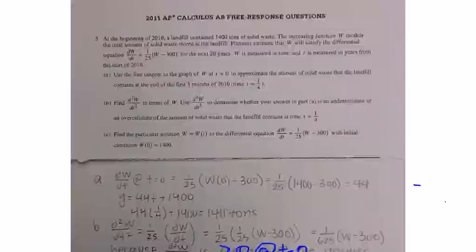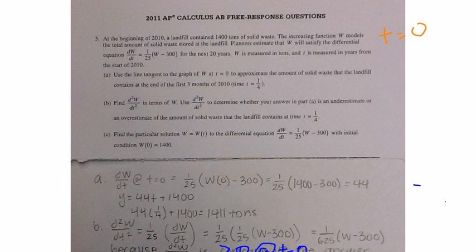the differential equation dW/dt equals 1/25 (W minus 300), so we have the derivative of W for the next 20 years. W is measured in tons and t is measured in years from the start of 2010. So with that little bit of information that t is measured from 2010, we know that at t equals 0, W equals 1,400. So that's a point, and that's the starting point that we got.